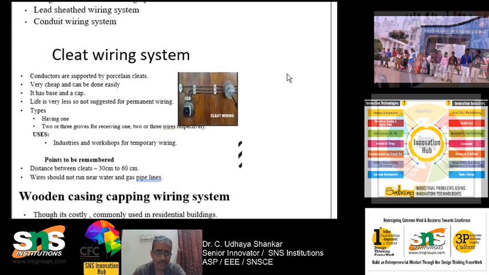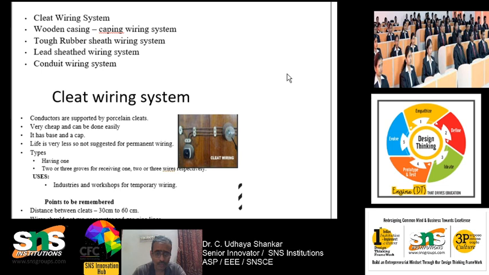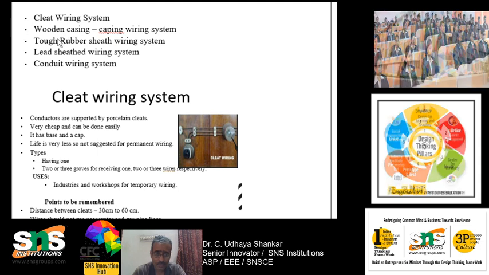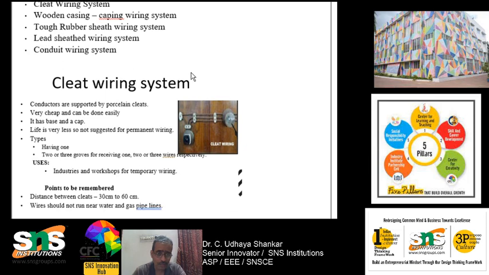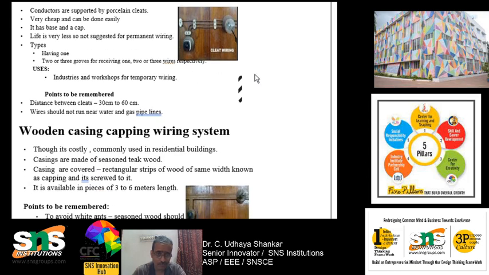Again we will discuss with a few diagrams. As we have already discussed, we have different types of wiring, like the cleat wiring system, wooden casing, tough rubber sheath, that is TRS, the lead sheath wiring system, and the conduit wiring system, which is the most advanced system that we are using nowadays.